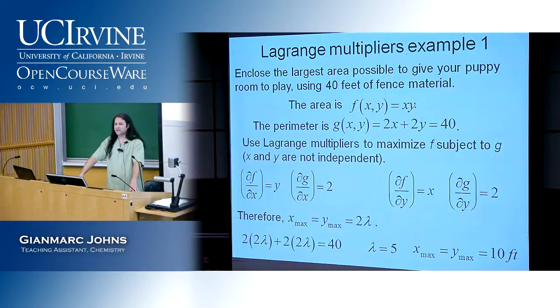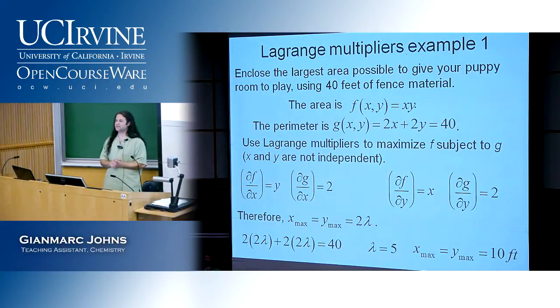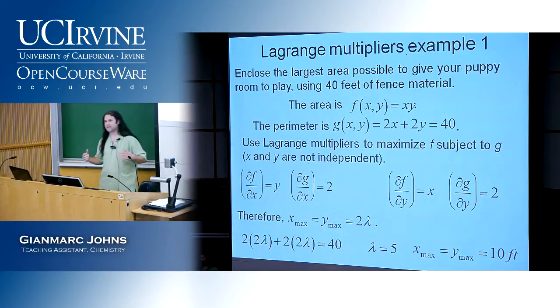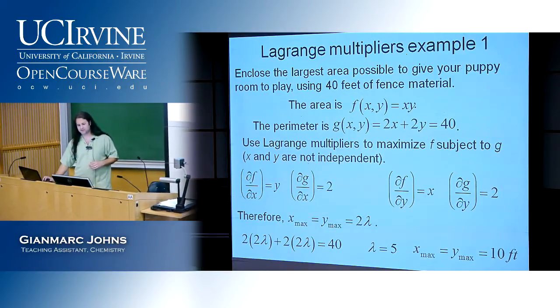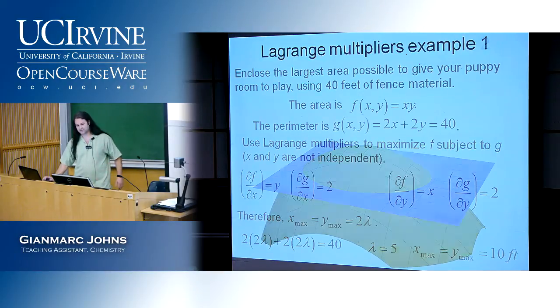So the biggest area we can get for the dog with 40 feet of fence material is a 10 by 10 square, which you probably could have guessed without doing Lagrange multipliers. But don't overlook this example when you're studying, because it's nice to look at something really simple and just focus on the technique. So don't dismiss this sort of thing. They can be really useful study tools. So yeah, 10 by 10 square.